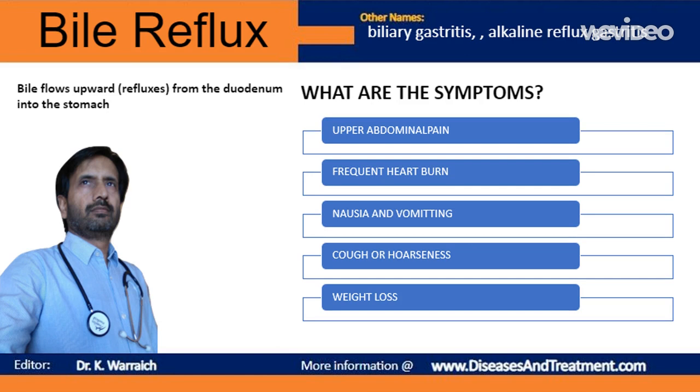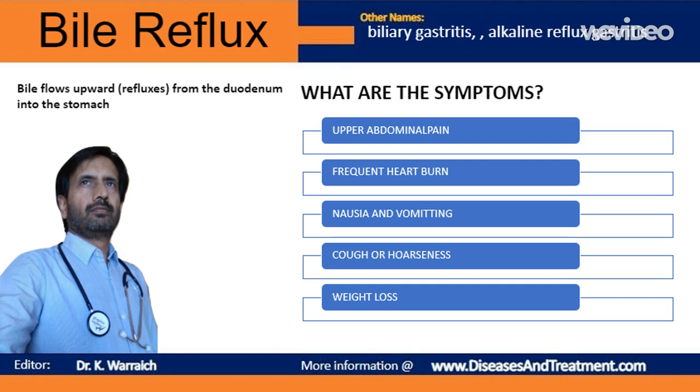And weight loss, because the food is not digested properly and so the nutrients are not absorbed, so it can cause weight loss, especially unintentional weight loss when you are not planning to lose weight. So the upper abdominal pain, frequent heartburn, nausea, vomiting and coughing, or hoarseness of voice, and weight loss are the most important symptoms of both bile reflux and GERD.